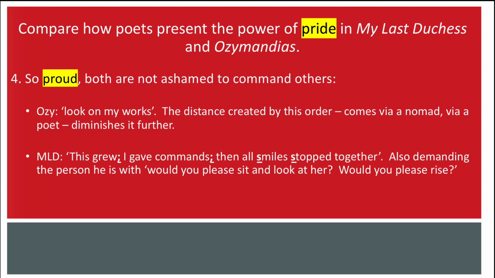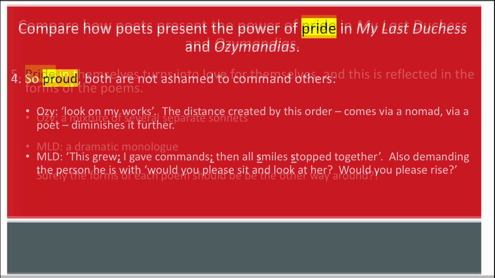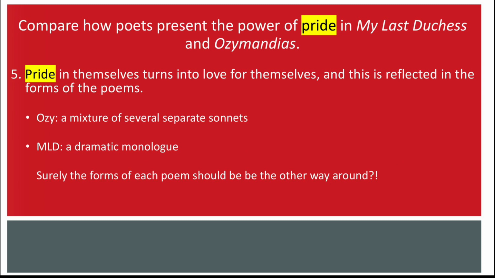I'm suggesting this is slightly different from My Last Duchess, where the Duke of Ferrara, again as said, with these caesuras, slowing the pace of the poem down so it suits him, claims "this grew; I gave commands; then all smiles stopped together." He also demands at the end that the person he is with, the emissary from the visiting family, "will't please you sit and look at her?" And would you please rise?